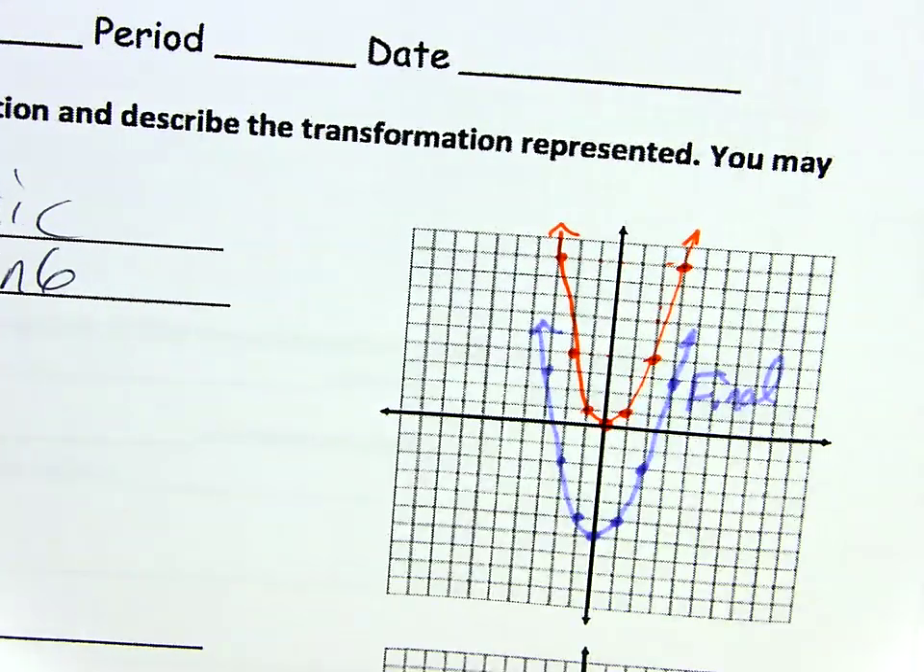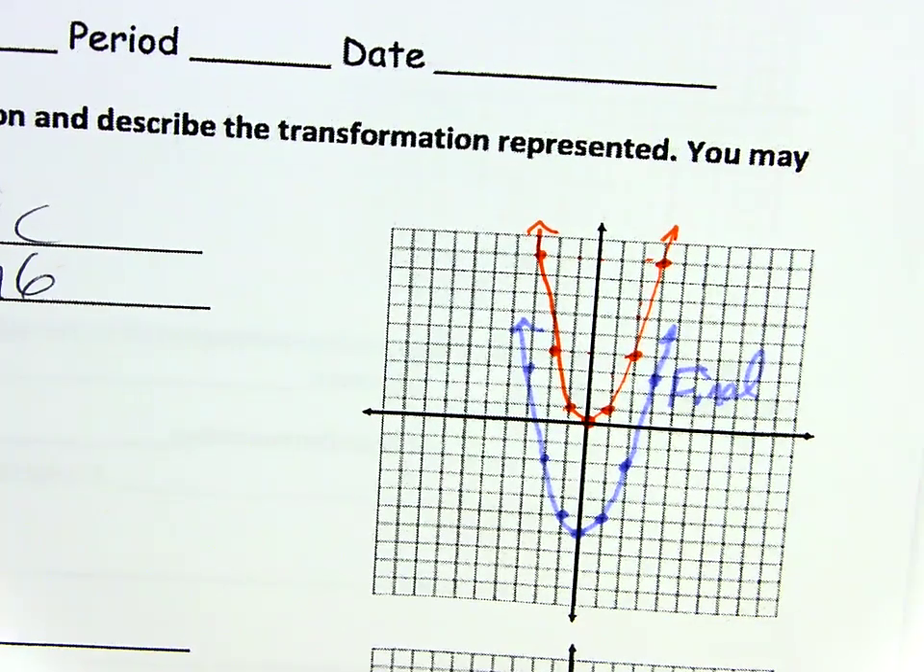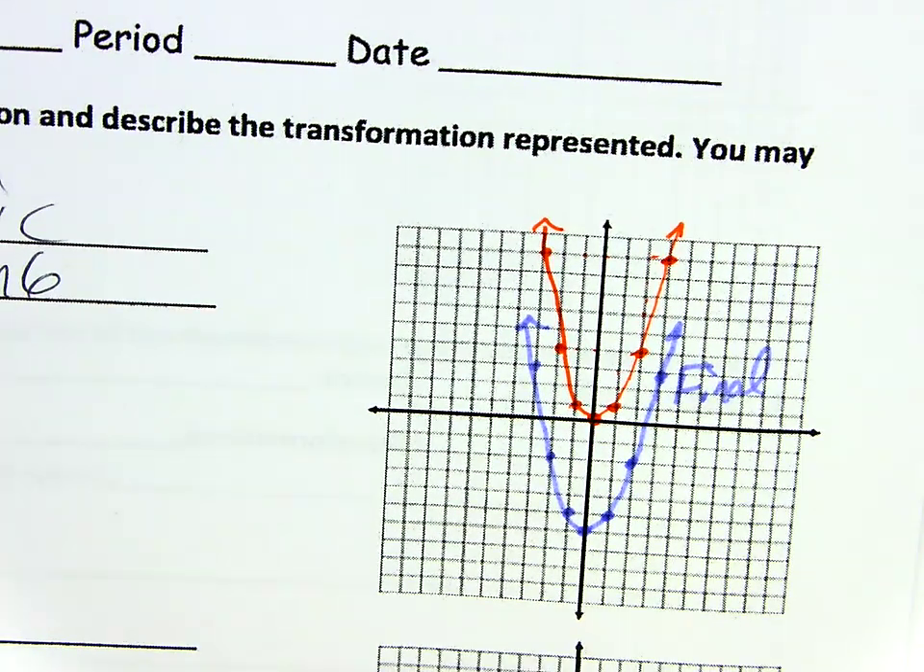Okay, so now I have my final graph graphed, and in my opinion, it's easier to look at this final graph to determine the domain and range. What will the domain be for this quadratic?